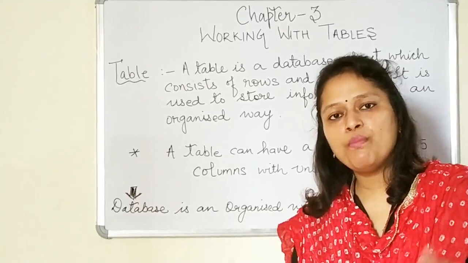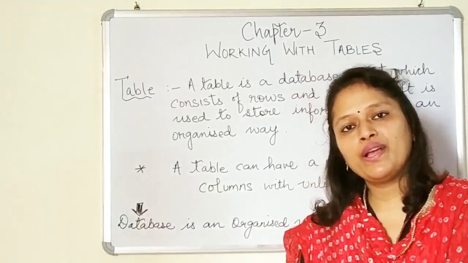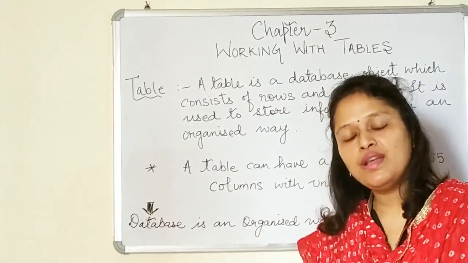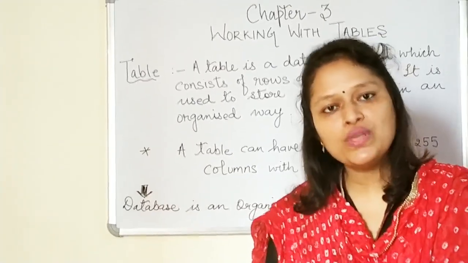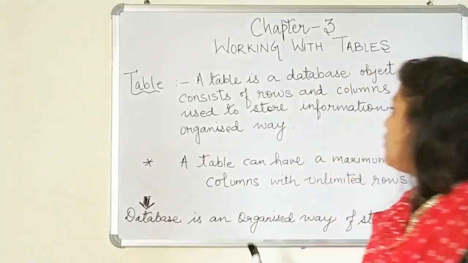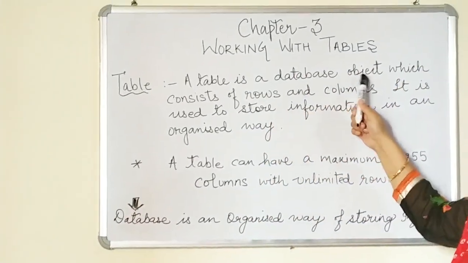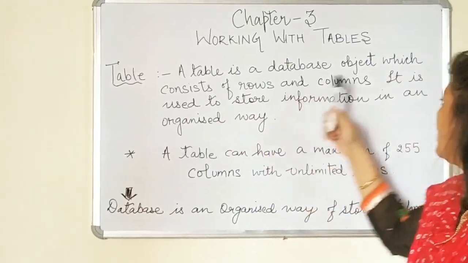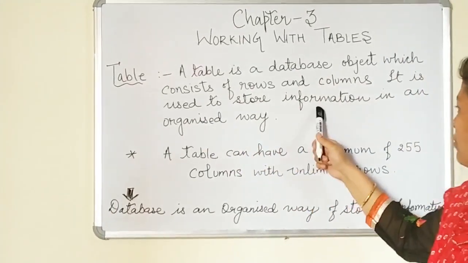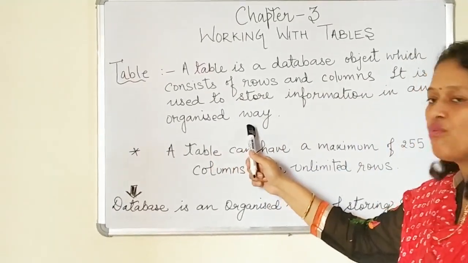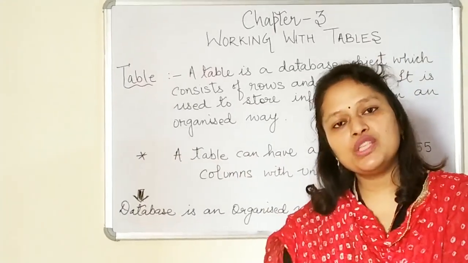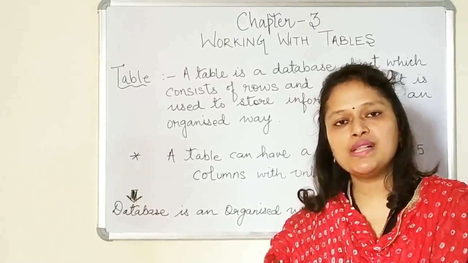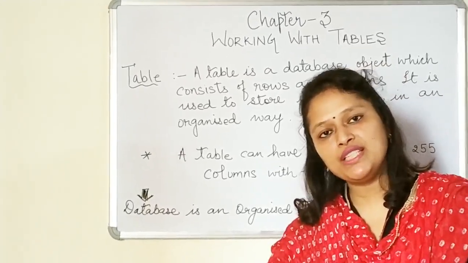Now suppose if you have to manage this kind of data, you would require a table. Okay, a table is an organized way of storing information, and a table is a collection of rows and columns. Now a table is a database object which consists of rows and columns. It is used to store information in an organized way. By using a table, we can store the information in an effective way, in an easy way. Tables are used to store information effectively.